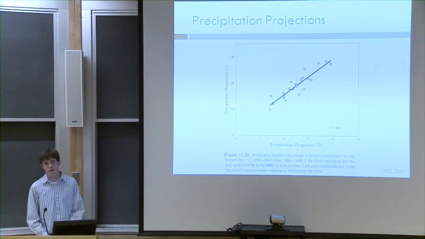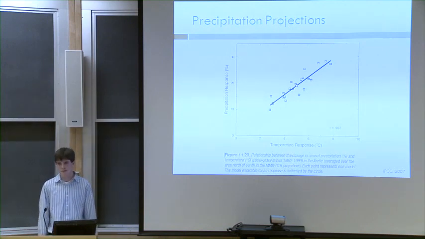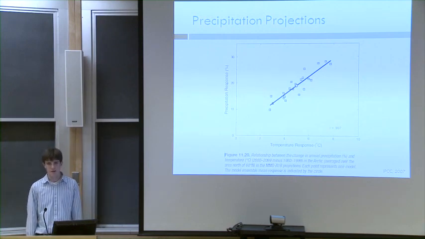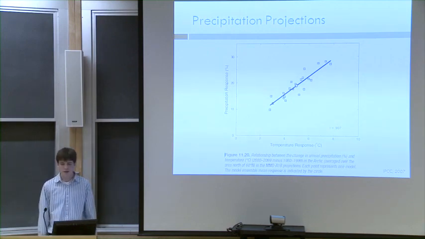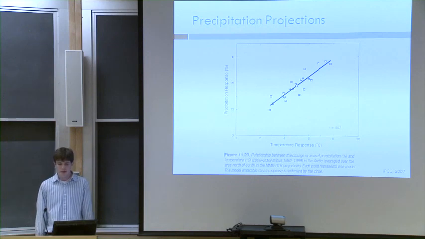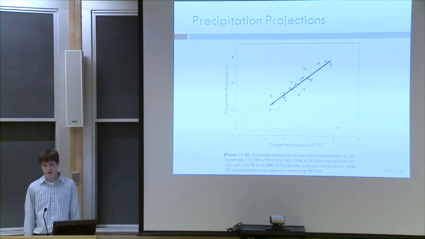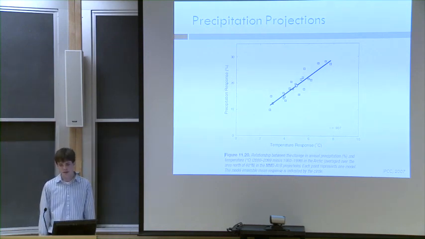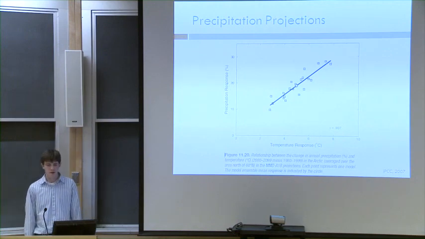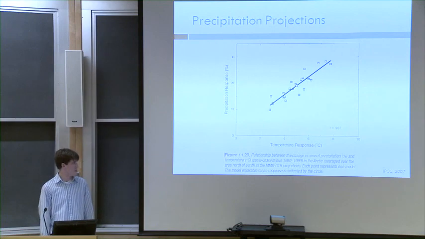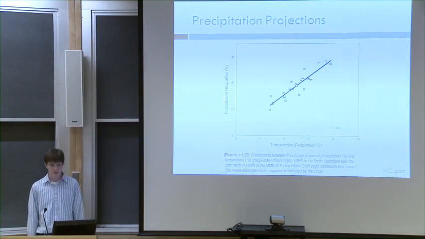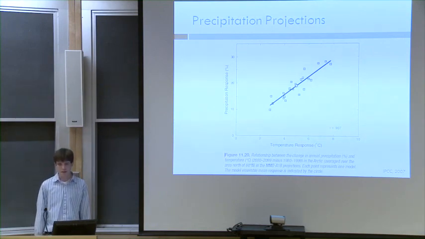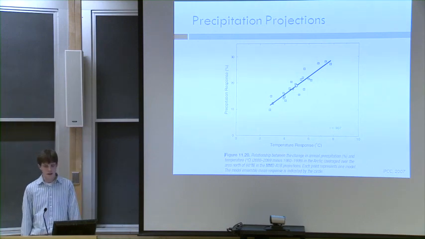So back in 2007 with the IPCC fourth assessment, they were able to develop a relationship between temperature and precipitation. Using the A1B scenarios for the Arctic, they determined that by the end of next century, the precipitation response to the temperature changes will be pretty sizable, with a range, depending on the temperature change, anywhere from 20 to 30%.